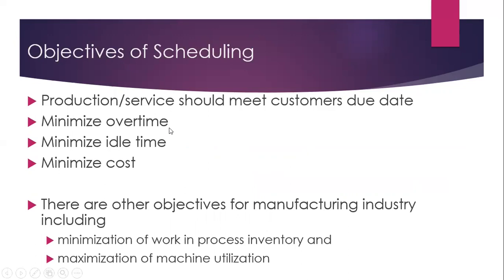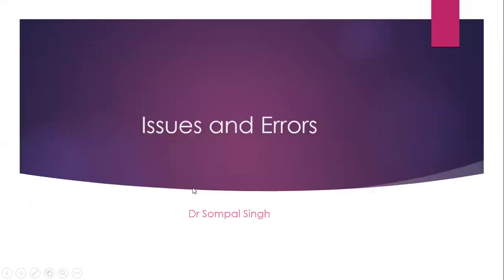So, what are the objectives of scheduling, both in manufacturing and service industry? One is that production or service should meet customers' due date. The other is minimization of overtime, then minimization of idle time, and minimization of cost. There are other objectives for manufacturing industry, including minimization of work in process inventory and maximization of machine utilization. So these are some of the objectives of scheduling.